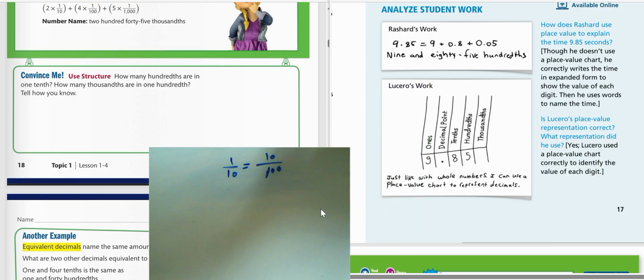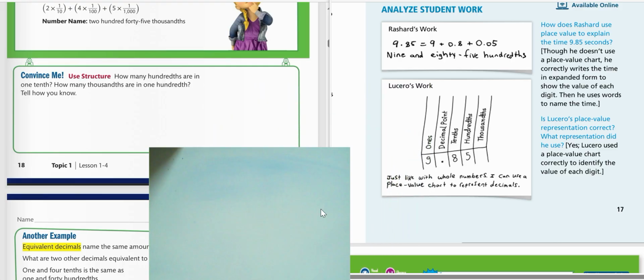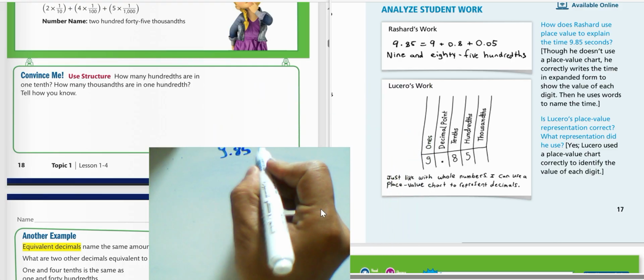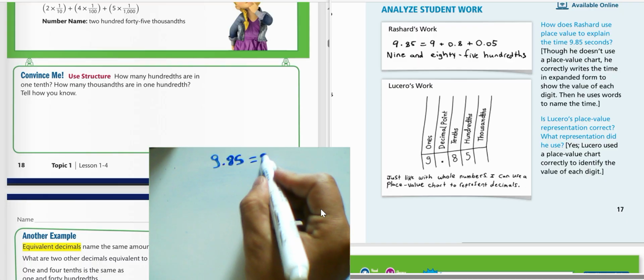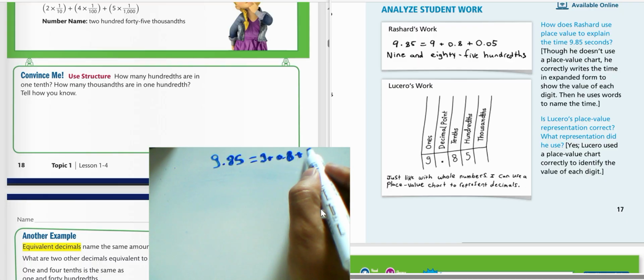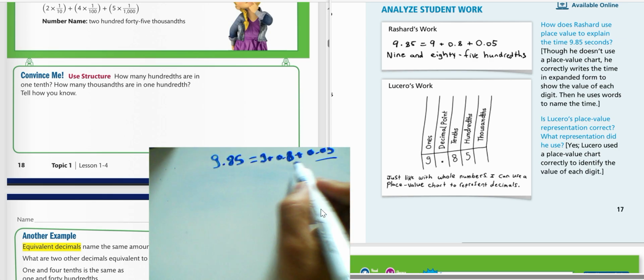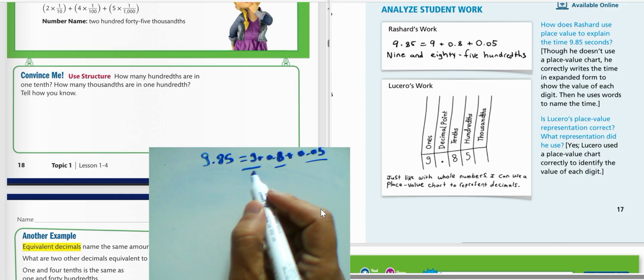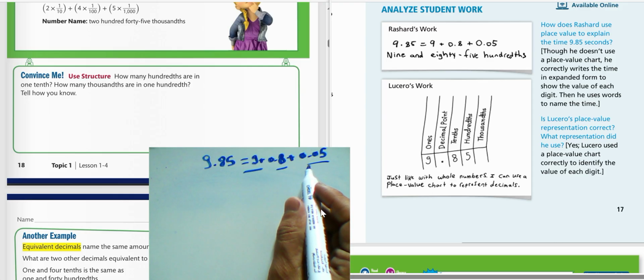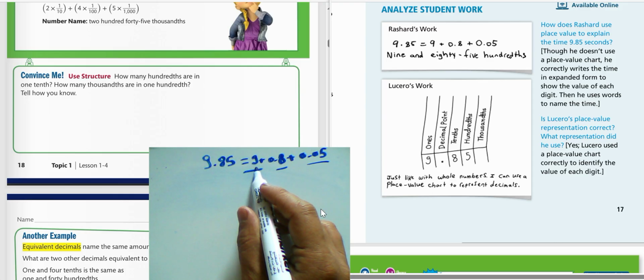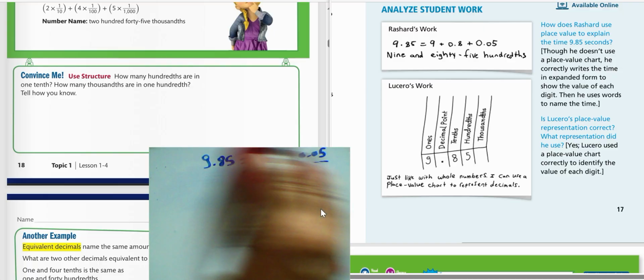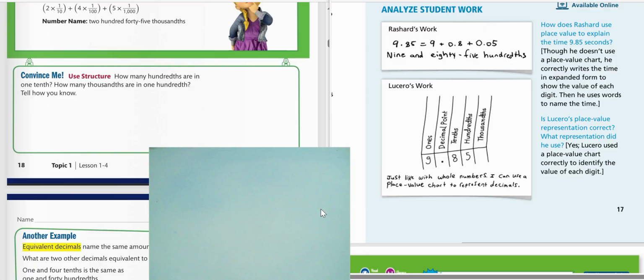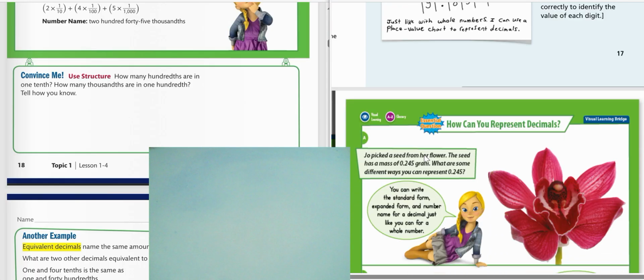Okay. What about this number? What about 9 and 85 hundredths? We can write 9 and 8 tenths and 5 hundredths. Okay, this is the answer to this question. 5 lies in the hundredths place, 9 in the ones, 8 in the tenths place. We call it 9 and 85 hundredths. And what about the next page?